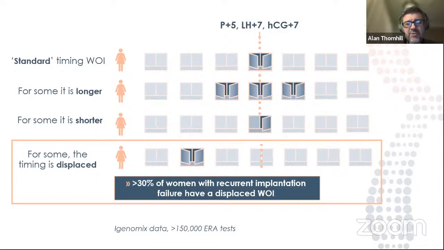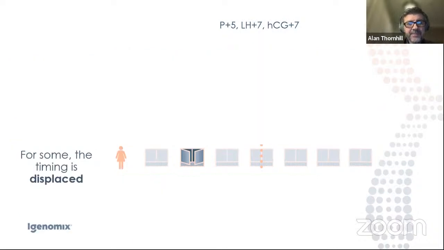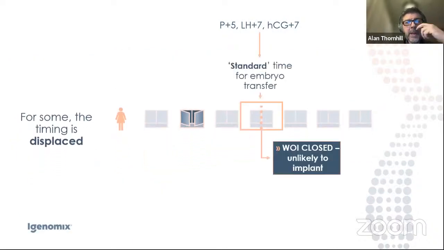And 30% of those women have a displaced window. So they have a window like you can see in that diagram. It's either early or late. Most of them are early, as I'll show you in a minute, but it's not at the standard time, which means that an embryo that's really sticky can't stick there. Next slide, please. And so the standard time for embryo transfer, which would be that P+5, is not going to work for them. So the window's closed. Just think of it that way.